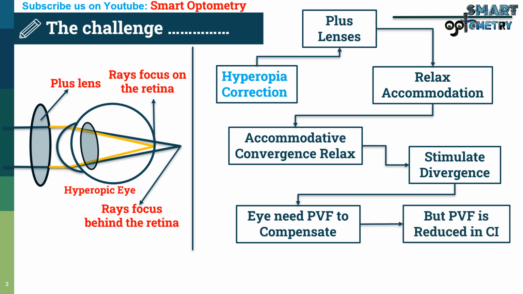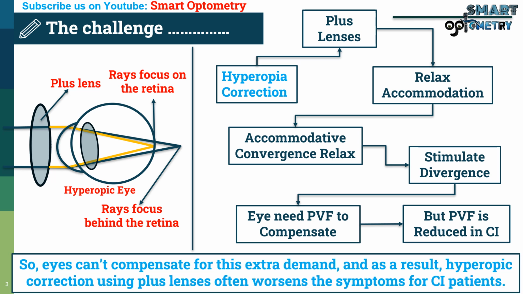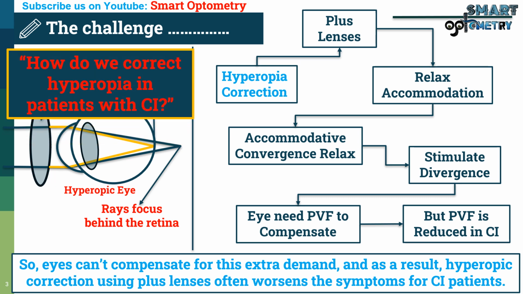But in CI, the patient already has reduced positive fusional vergence that can't compensate for the extra demand of positive fusional vergence. So, eyes can't compensate for this extra demand, and as a result, hyperopic correction using plus lenses often worsens the symptoms for CI patients. Now the question is, how do we correct hyperopia in patients with convergence insufficiency? Let's see in the next slide.